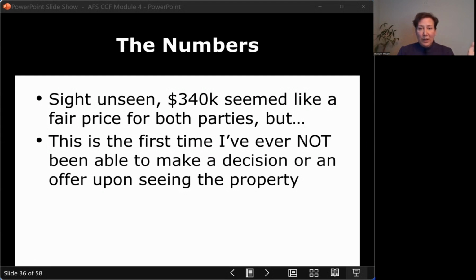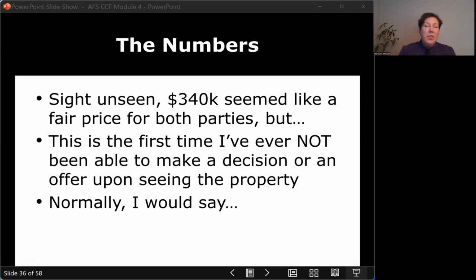So normally what I would say if I saw a house that had a few issues, I would say something like, well, from what I've seen of the house, it's going to take an additional $30,000 to bring it up to today's standards or to fix these issues or whatever the case may be. So the most we'd be willing to pay is $310,000, for example. Now, I couldn't even say that. I really didn't know what to do.